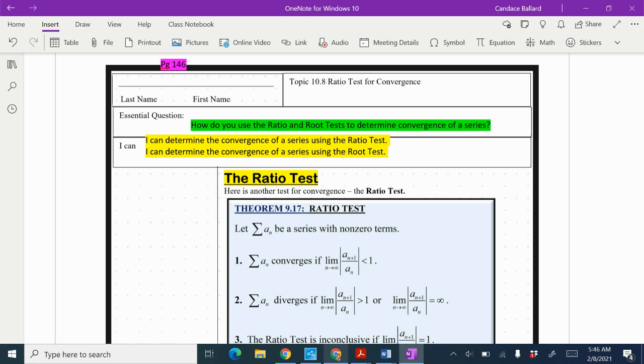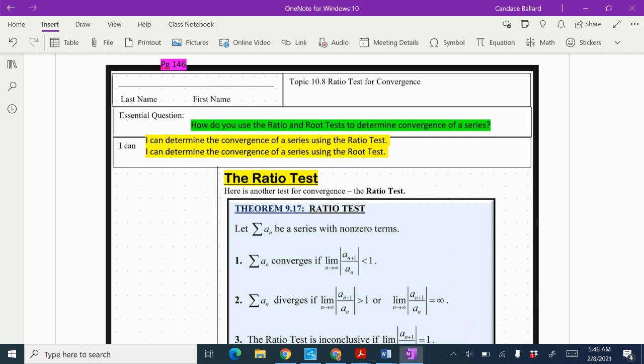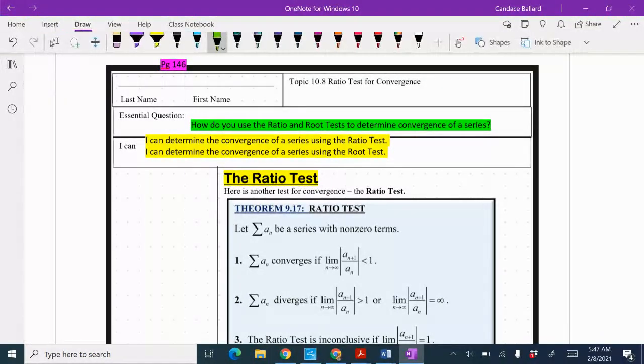In this video, we're going to talk about topic 10.8, which is the ratio test for convergence. And we'll also be discussing the root tests in this lesson. So how do you use the ratio and root tests to determine the convergence of a series? I can determine the convergence of the series using the ratio test. I can determine the convergence of a series using the root test.